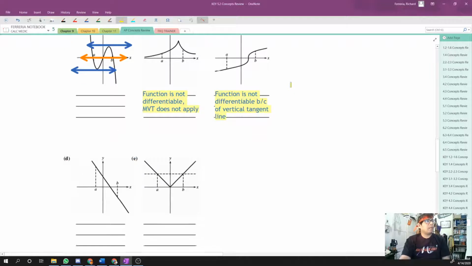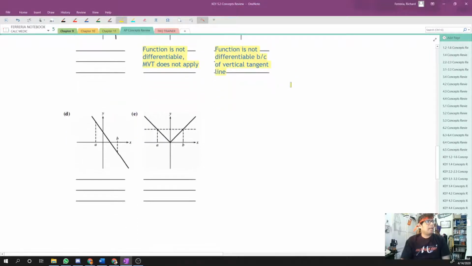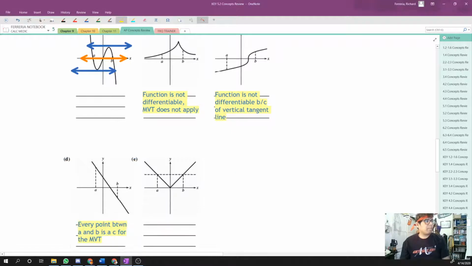Okay, letter D. Now, we have a function that is definitely continuous, and it's a line, like a linear line. So that means that the slope is the same everywhere. So the slope of the secant line that is connecting A and B, that's this line right here. Is there any place that has that same slope? Well, actually every place between A and B has that same slope. So every point between A and B is a C for the mean value theorem.